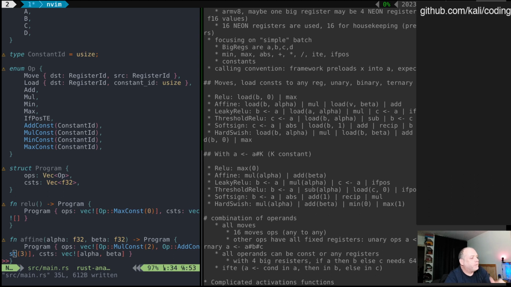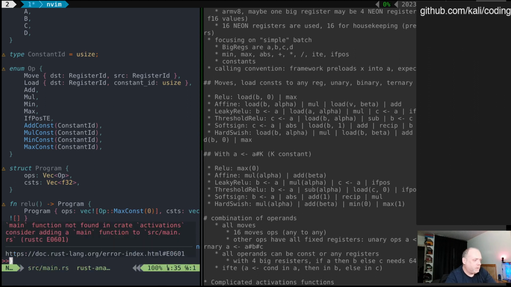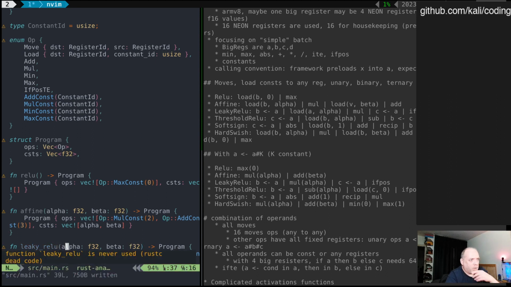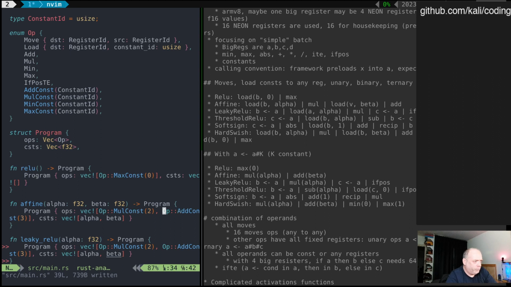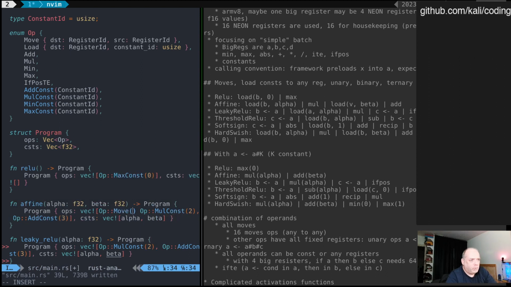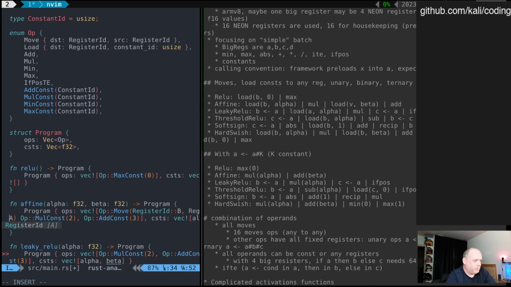Next. Where is my mouse again? Okie dokie. Affine, leaky. Leaky relu has one single parameter, it's alpha. And so the program will be move B towards A. B is destination first. So I will need, yes, it's register ID. B register ID, A, and then we do.